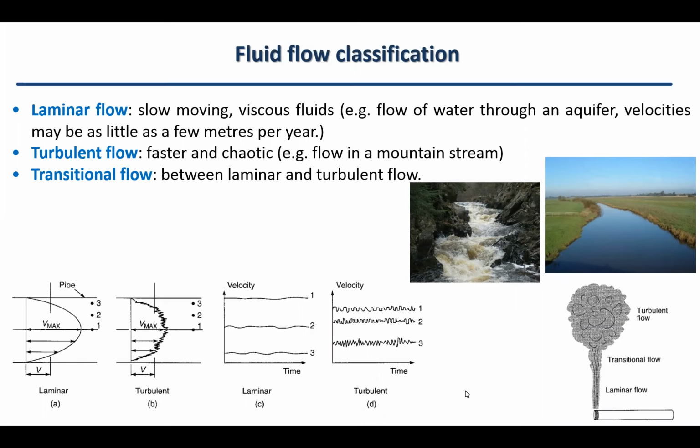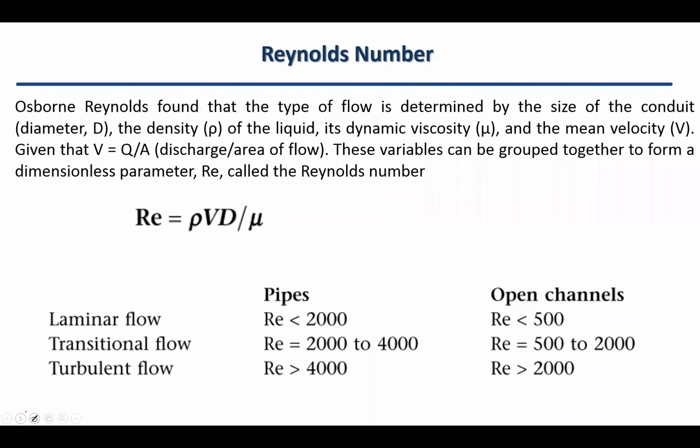And bear in mind the conversion from laminar to turbulent flow is called transitional flow. Transitional flow is something in between turbulent and laminar flow. So with that introduction, let's look at how we can identify which flow is laminar and which flow is turbulent.